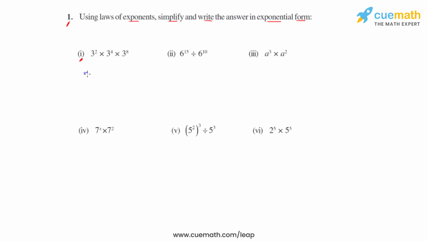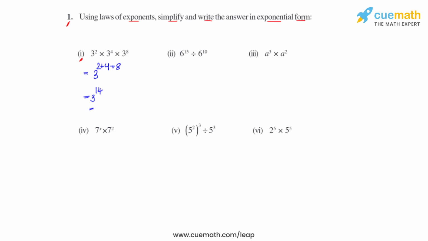So we will be using the product law of exponents, which says that when the bases are same and they are in multiplication, the powers must get added. So we will keep the same base, which is 3, and let's add the powers: 2 plus 4 plus 8, and that gives us 3 raised to 14.